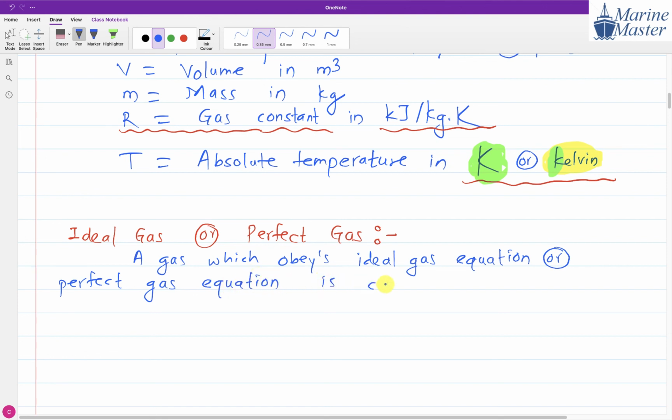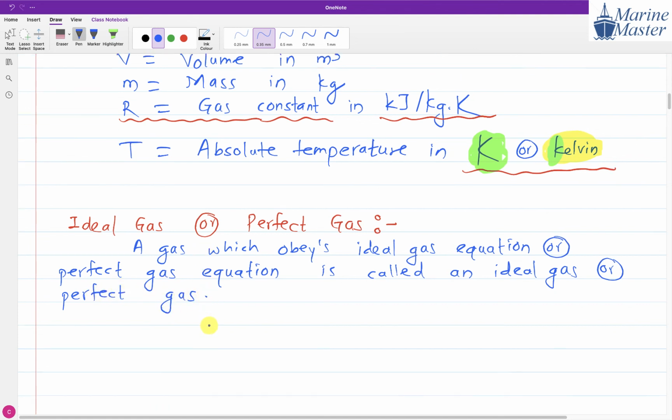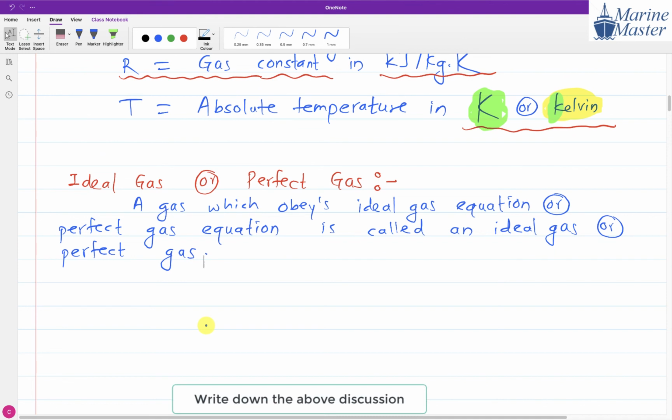is called, what we will say? We will say ideal gas or what? Perfect gas. Ideal gas or perfect gas. So please write down this discussion: ideal gas or perfect gas.